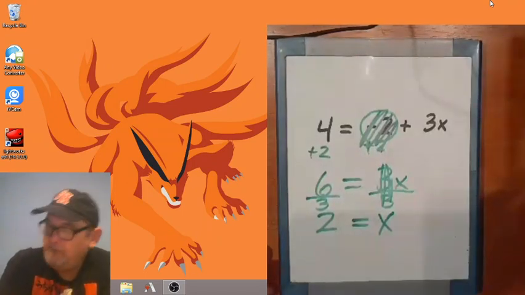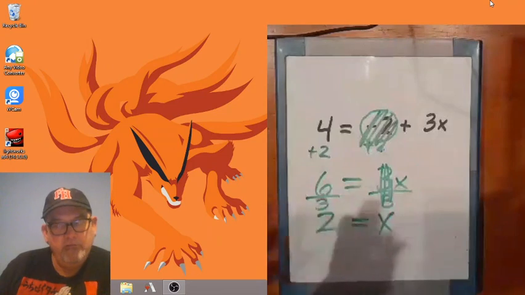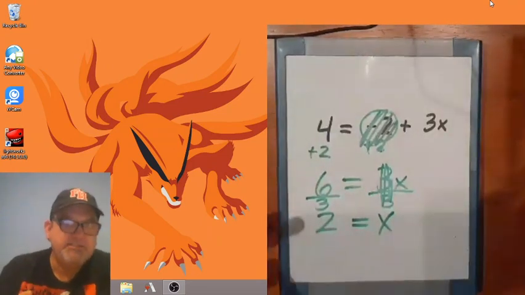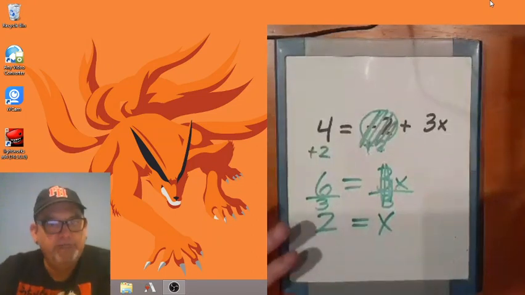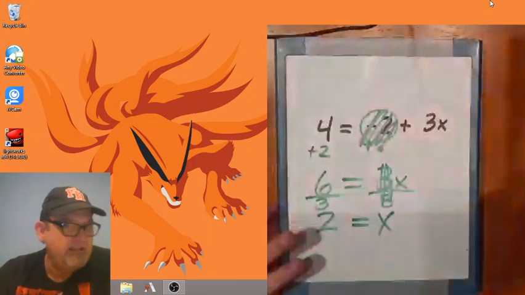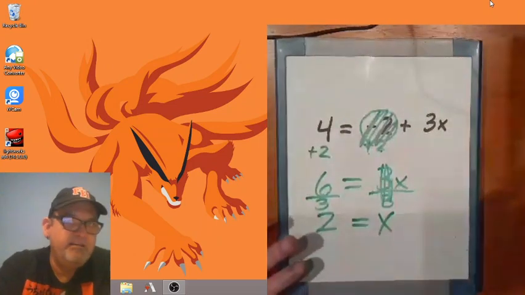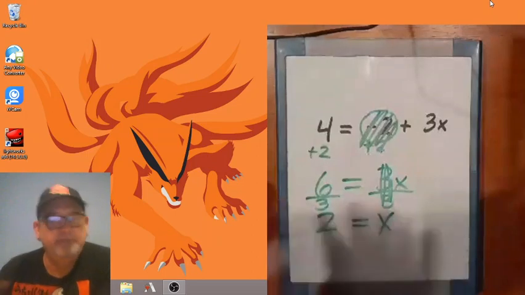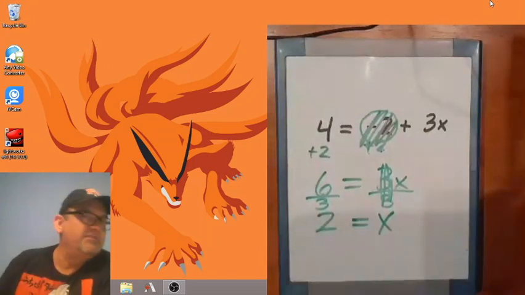It's pretty simple. Don't let the order in which it is written throw you off. Your goal is the same. Get x by itself on one side of the equal sign. If it's on the right side of the equal sign, that's fine. If it's on the left side of the equal sign, that's still okay. We just want to get it by itself. Whatever's with it, move it to the other side.